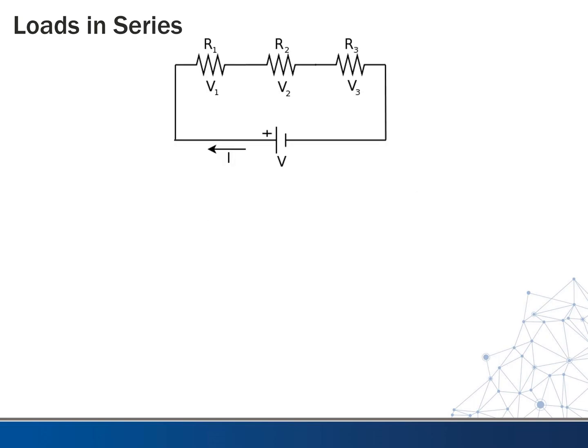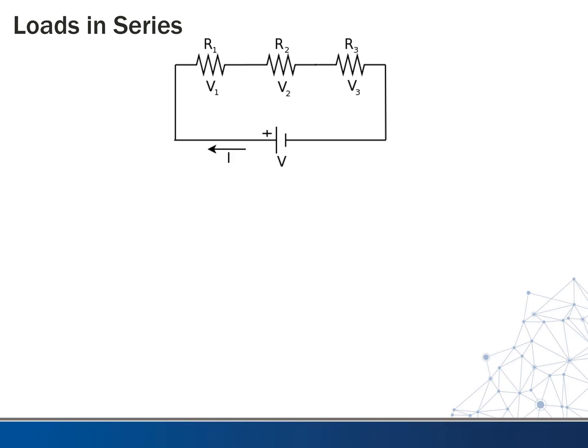As we talked about, you can have multiple loads or multiple resistors, and there's a couple of different ways those can be configured. The first is if the loads are in series. Here you see we have our voltage source and we tie our loads input to output, and that puts them in series with each other.